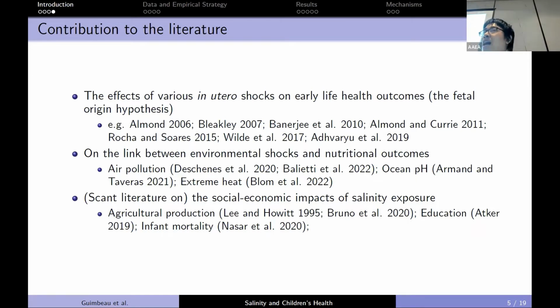Now, our contribution to the literature: first, we're speaking to a very broad literature on the fetal origin hypothesis, which essentially says whatever you are exposed to during the pregnancy period for the baby is going to have a very long-run impact on the child's early life and including later life social outcomes. There are hundreds of papers on that hypothesis.